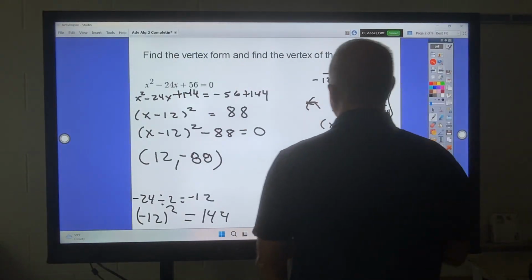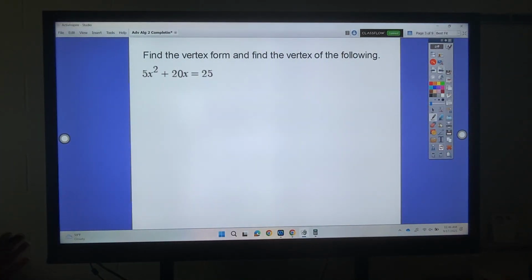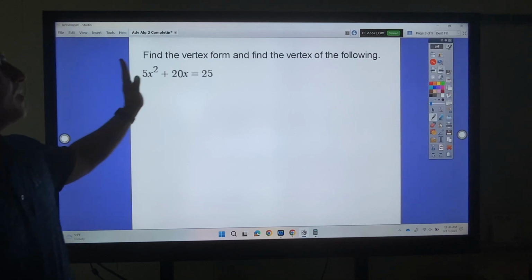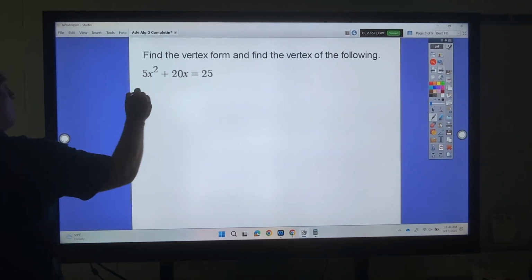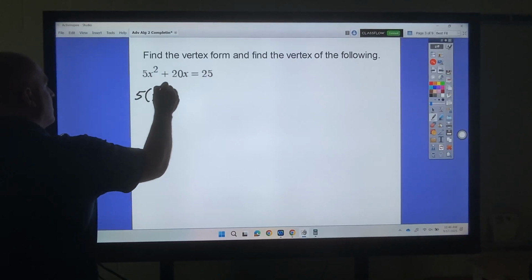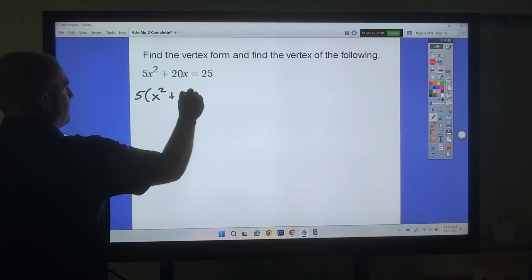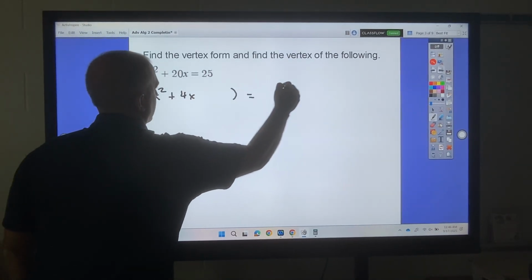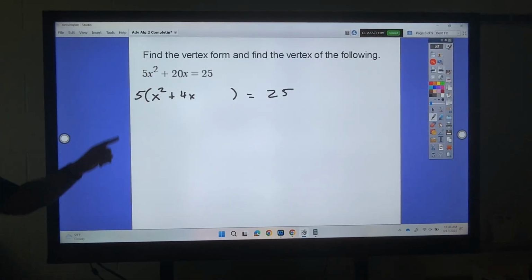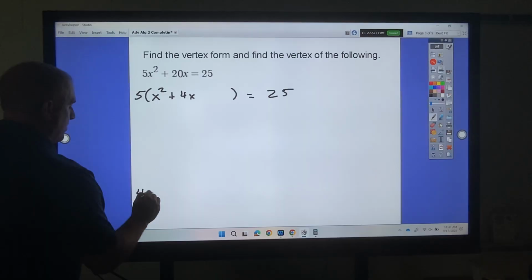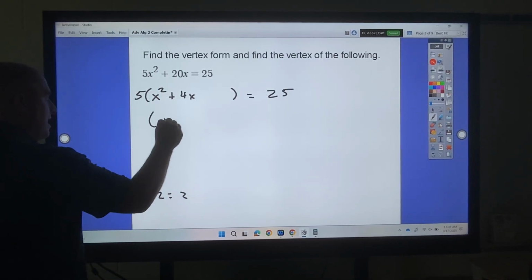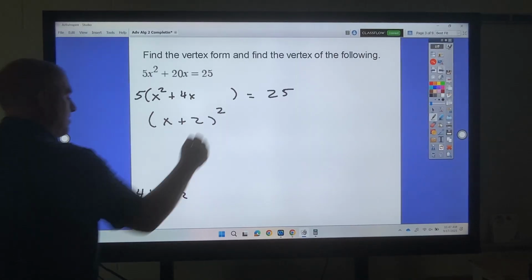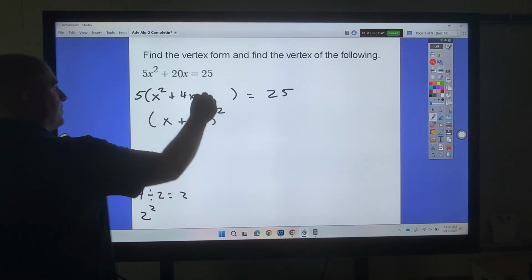All right. Now, let's say you have a number out front. Still, we want to move that 25. That 25 needs to be over there, so that's in good shape. Then what I want to do is take out the 5 from each of these terms. Now, I'm going to complete the square with this. 4 divided by 2 is 2. So that's going to be x plus 2 squared. I then want to square the 2, which is 4.